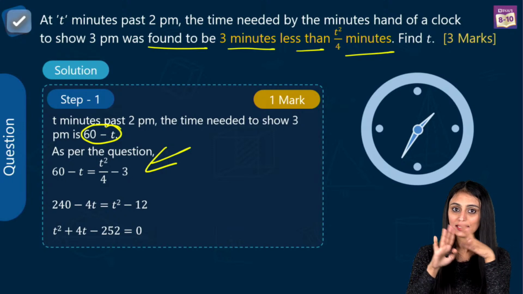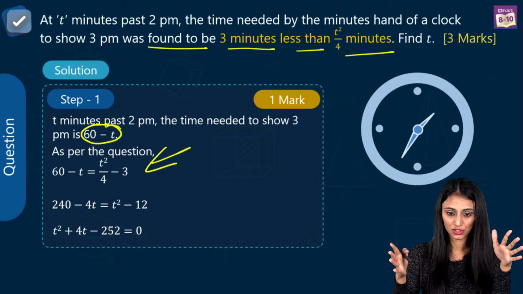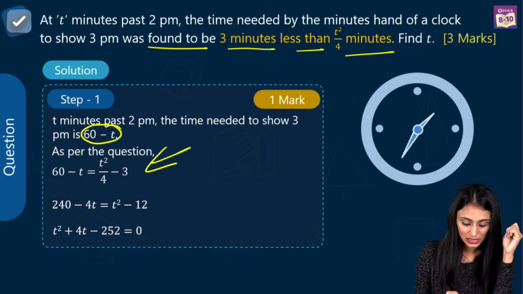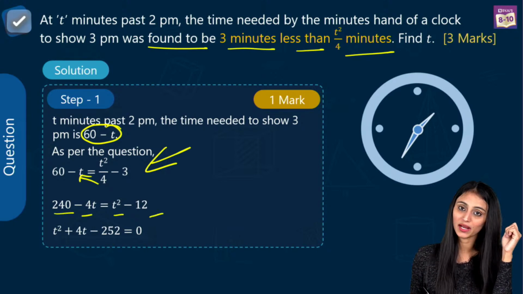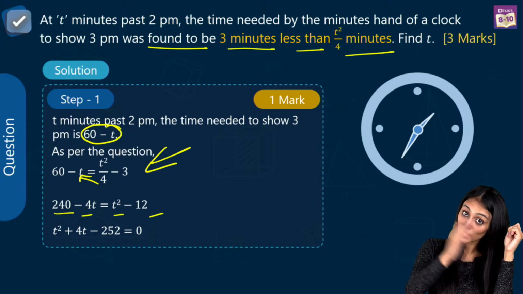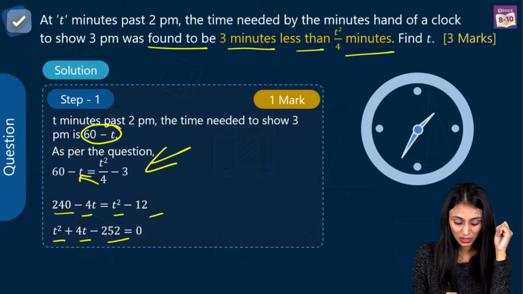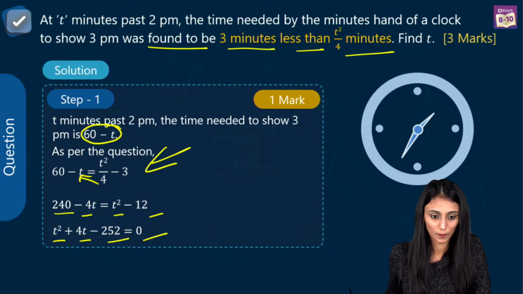All we have to do is simplify it and form a quadratic equation, right? So what we'll do here is take 4 to the other side. This becomes 240 minus 4t equal to t square minus 12. Let's take everything on one side now. We have t square plus 4t minus 252 equal to 0.